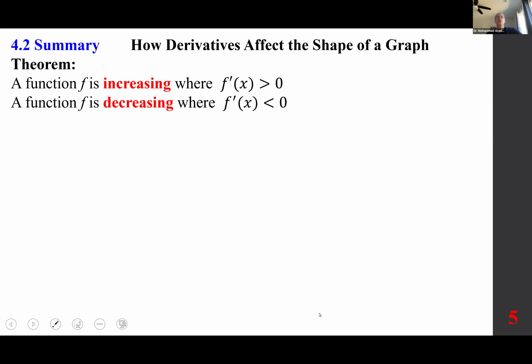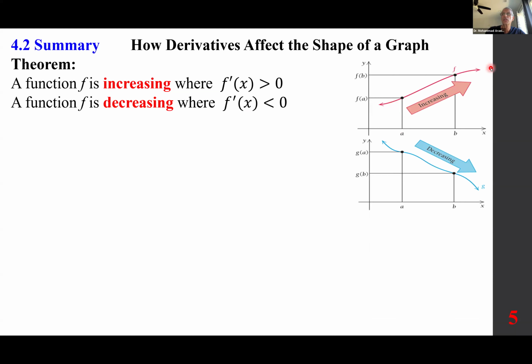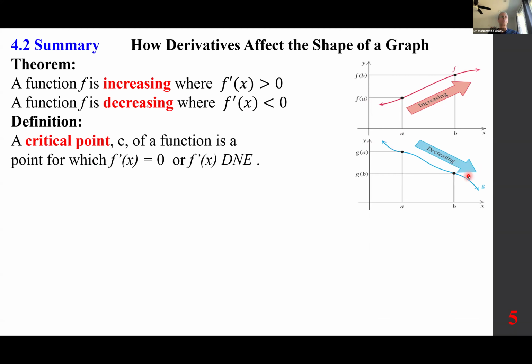And now the summary of the section, how derivatives affect the shape of a graph, section 4.2. A function is increasing where f prime is positive and decreasing where f prime is negative. So if you look at this one and assume this curve is a line with a positive slope. If you assume this curve is a line, the same thing with a negative slope, the increasing versus decreasing, so that you can figure out the shape.